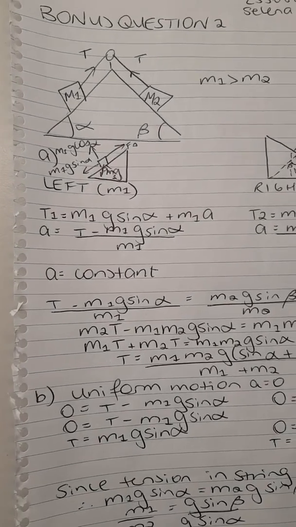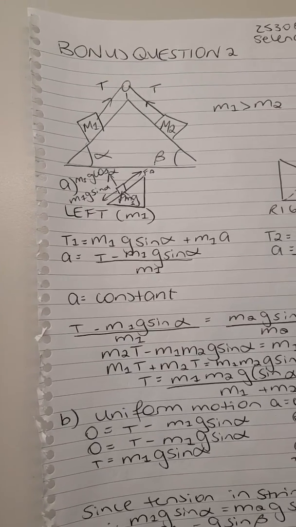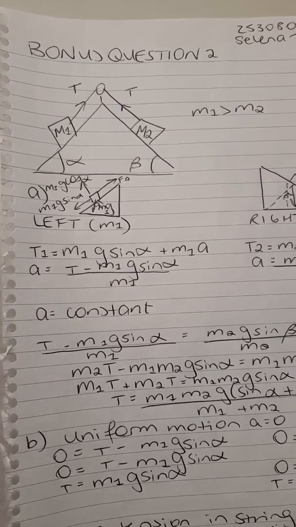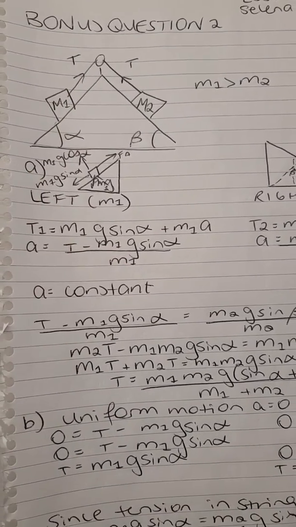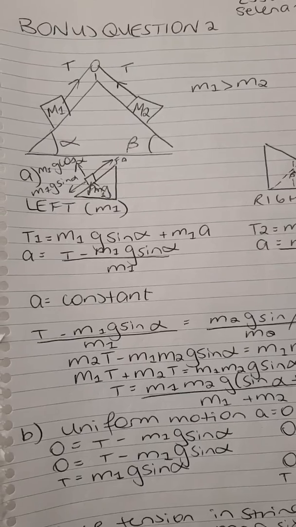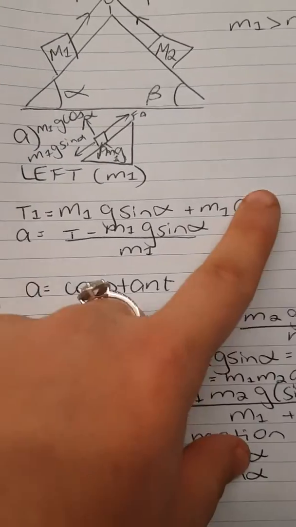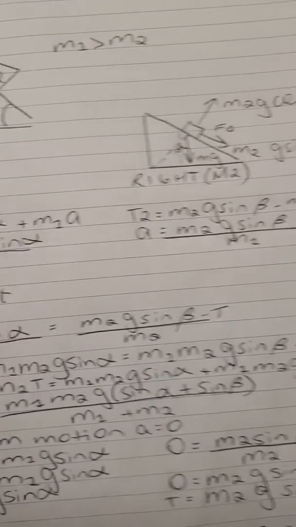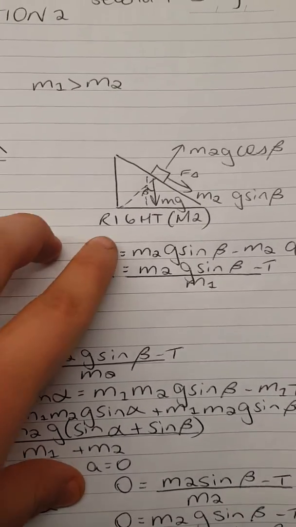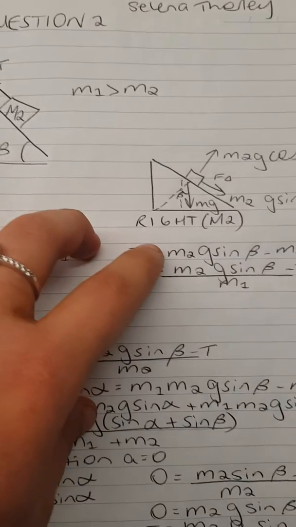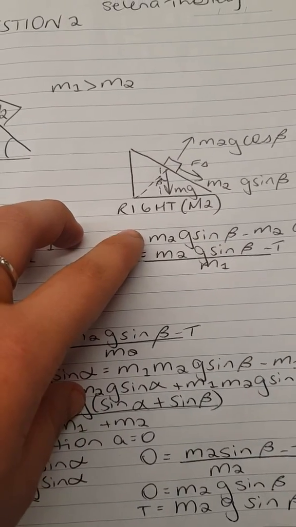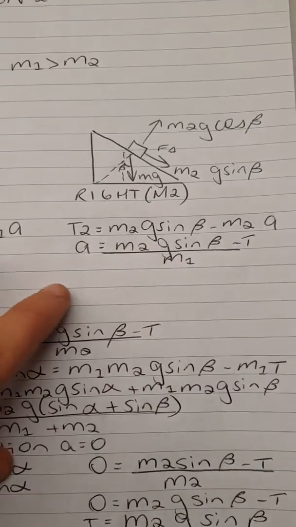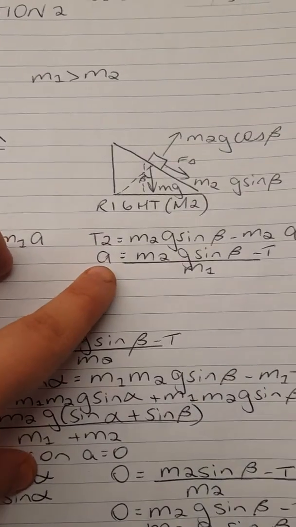I then used the tension equations. So if it is going up the plane, which alpha is, then it is plus mass times acceleration, as you can see here. And then I've just rearranged this equation for A. Then for the beta, the right side, because it's going down the plane, it is take mass times acceleration, and I have then also rearranged it for A.